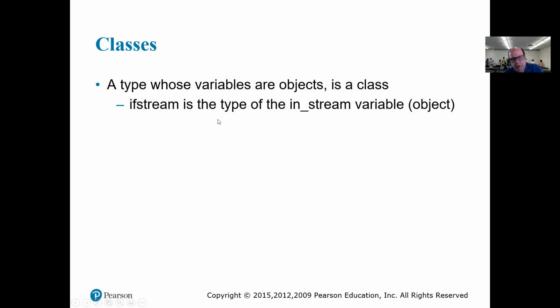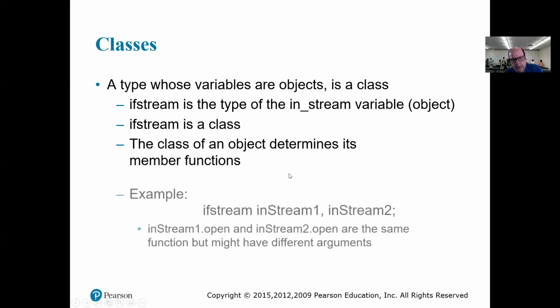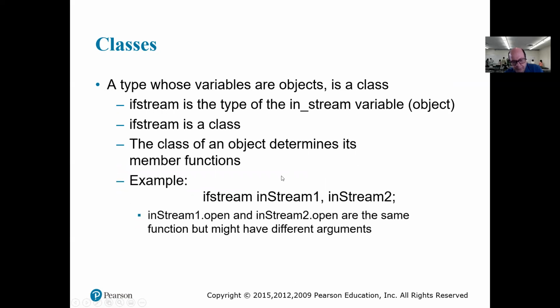So for ifstream, we create an object for it. And then this object is going to have access to all the functions that were in ifstream. So ifstream is a class, instream is an object, and in this case we have a class, ifstream, and we are creating multiple objects of the same class.